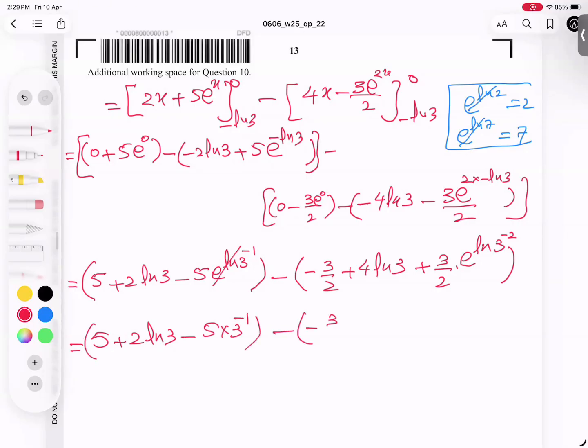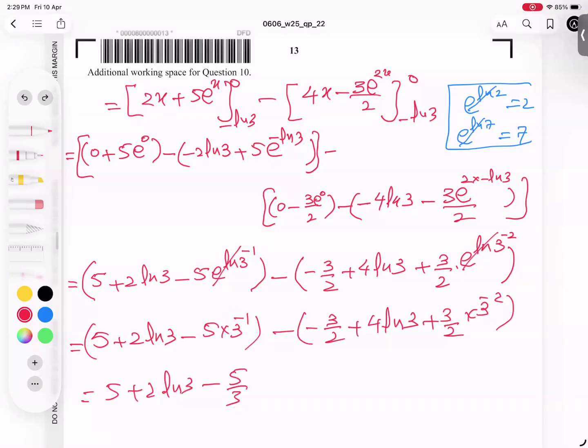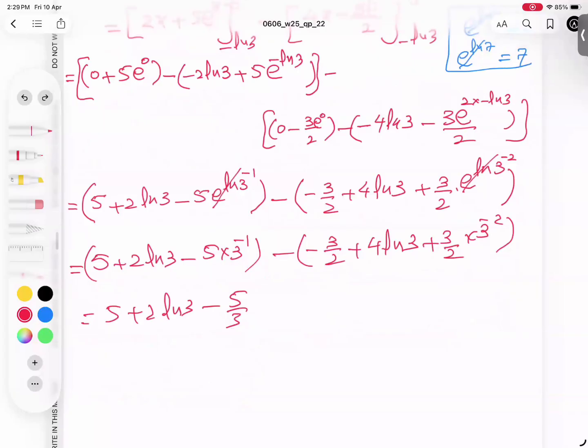What about this? This as it is, this is cancel out, 3 to power negative 2. 5 plus 2 ln 3. This 3 will go in denominator because power negative 1. And here negative, negative, positive 3 by 2, negative 4 ln 3, and negative 3 over 2 already, but this goes down, becomes 1 by 9.